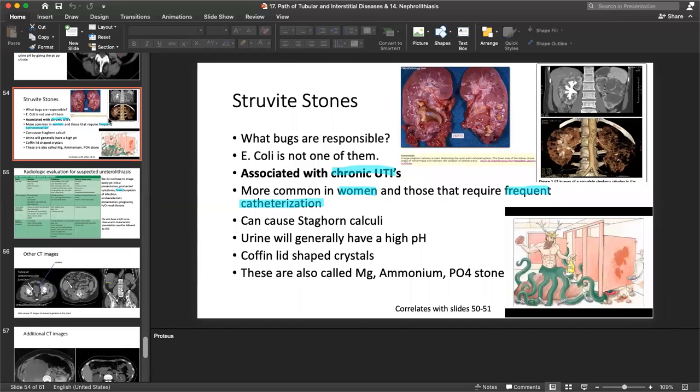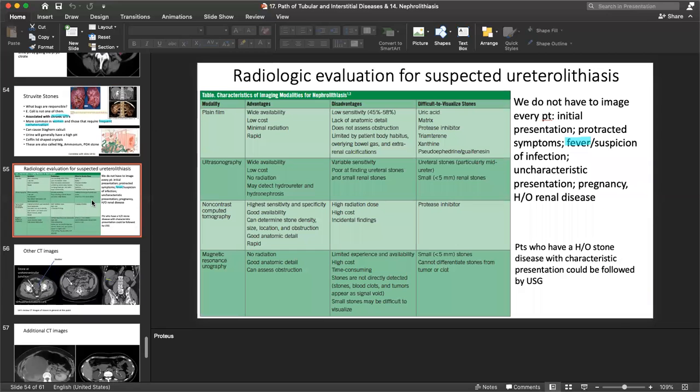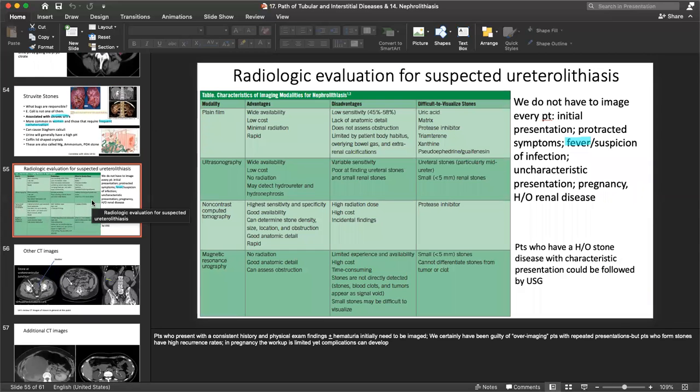Oh, and a quick side note, you are not going to hear staghorn, or I mean struvite, ever on the lab. They don't learn the word struvite, so out in clinic one day, you're not going to see that word probably. I'll probably say triple phosphate.